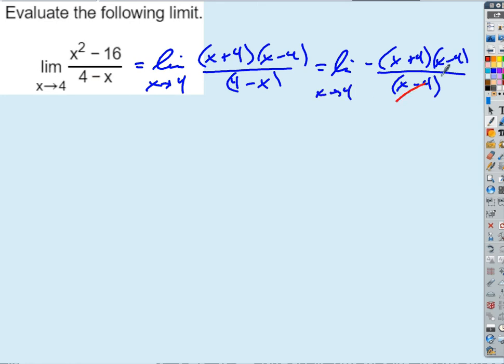I get to cancel the x minus 4s, and now I've got the limit of negative the quantity x plus 4 as x approaches 4. What do I get? Negative 8. There you go. No big deal. Okay. Next one.